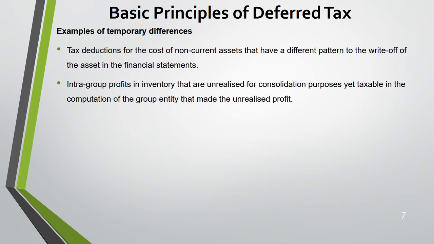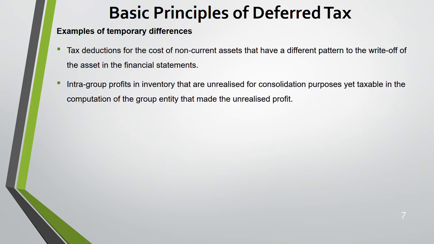So in your exams, not in your exam, sorry, when you're practicing from your revision kit, look for different examples. What are the types of temporary differences that you got? Are you able to handle it? Because in your exam, you can get anything out of this list. You cannot predict that it is always tax deduction or always non-current asset, always intra-group profit. No, it could be anything. It could be two or three also sometimes. Two, three differences also they might give you, which usually they don't give, but we never know.